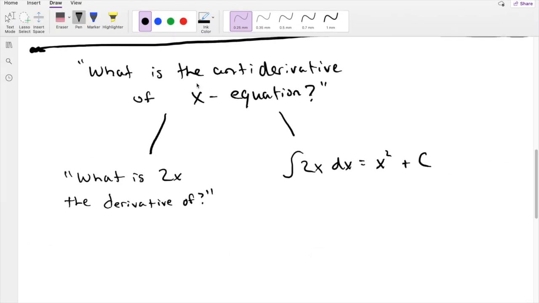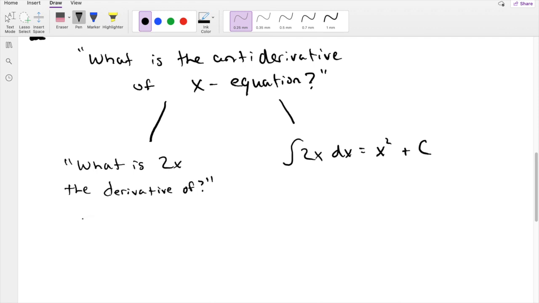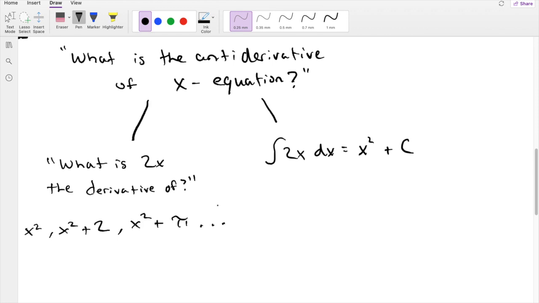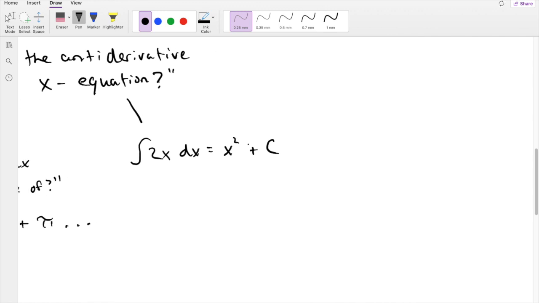There are many ways to ask the question, what is the antiderivative of an equation? One of these can simply be posed as, what is 2x the derivative of? However, this tends to be vague and confusing because 2x can be the derivative of x squared plus 2, x squared plus pi, and so on. It is simply too vague. To make it more inclusive and less specific, we write down this notation right here.